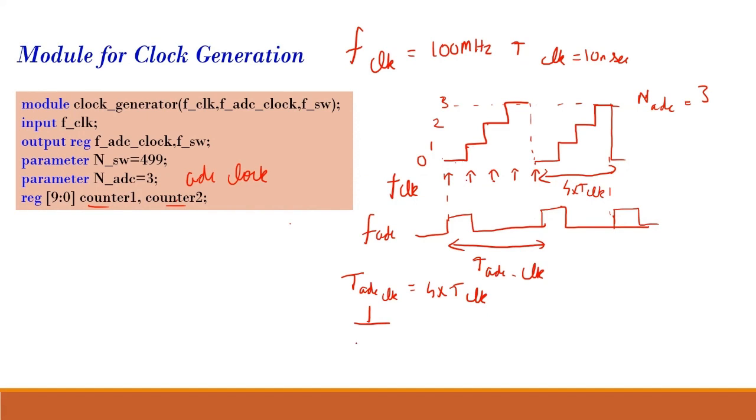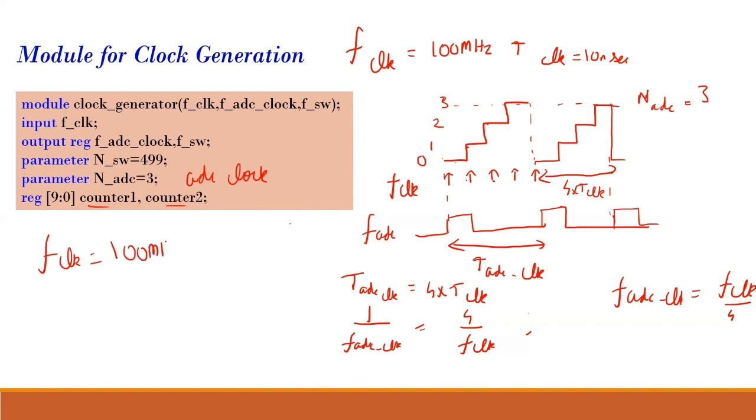So my 1 upon F ADC clock is 4 upon F clock. So my F ADC clock is in actual reality F clock upon 4. So if my F clock was 100 megahertz, my F ADC clock is 25 megahertz. So is this point clear? Yes, sir.